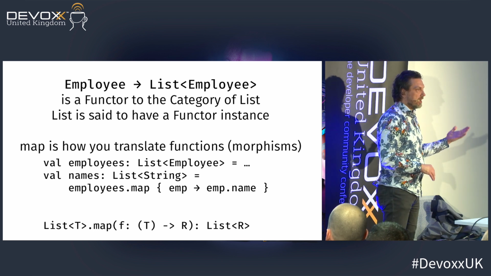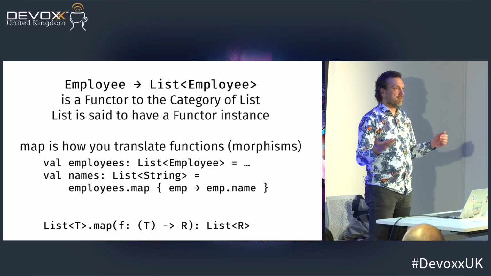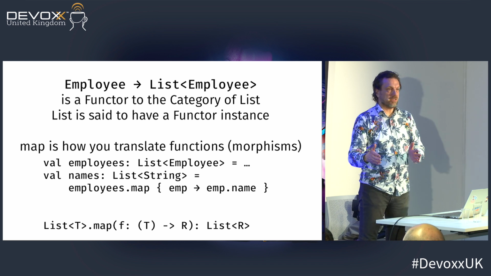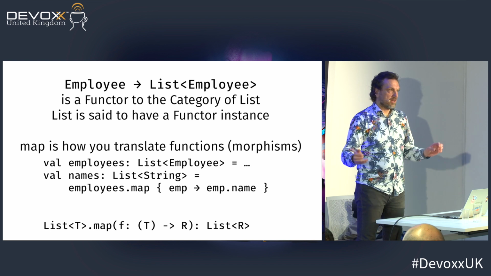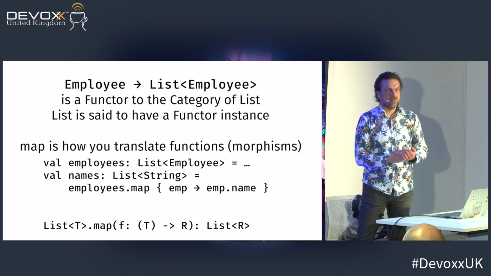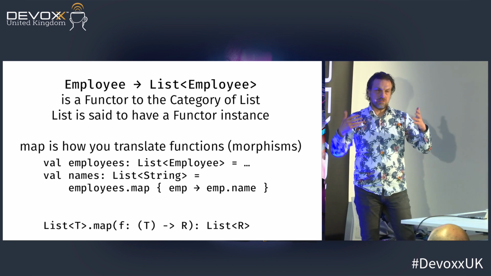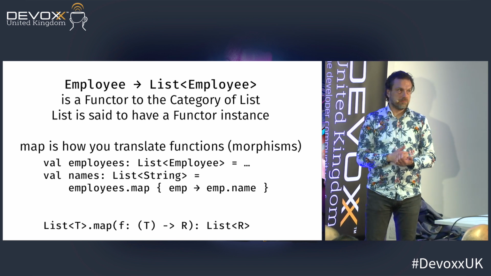So you can say, I have a list of string. I have a function that takes a string and returns an integer. I want a list of integer. And we have our functor that can do that, because in this specific case, it will just apply to all the list and the int.